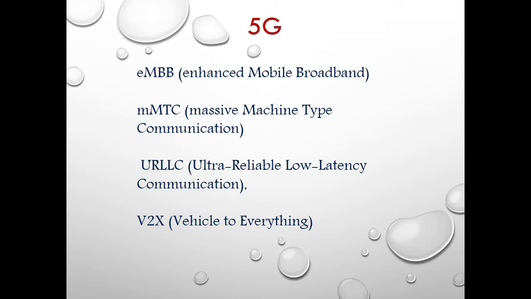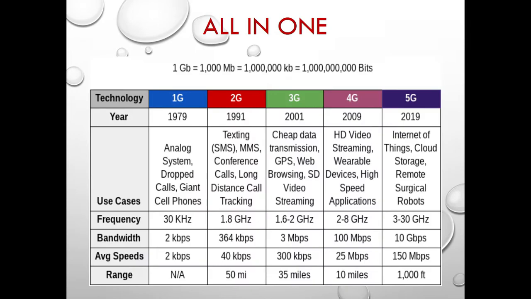Aspects such as data downloading, data rate, uploading, latency, and more. If we compare all generations in one table, we can see the summary here. The year and the use cases really changed during the last 40 some years. And the important thing that we need to focus on in this table is the frequency. As we can see, as the generations moved forward, the frequency increased.